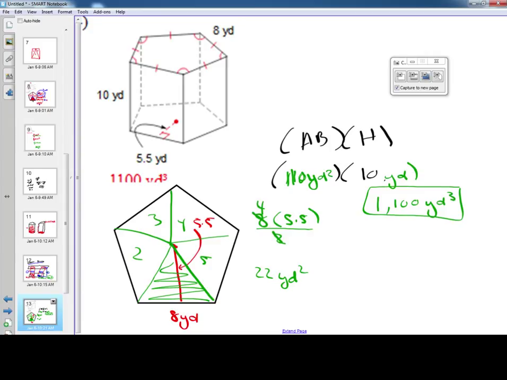Okay. So when you get 22 yards, you're timesing it by the 5 triangles, right? Why would I do that? Because there's 5 triangles. And what was 22? It was the area of the 1 triangle. Yeah. Correct.